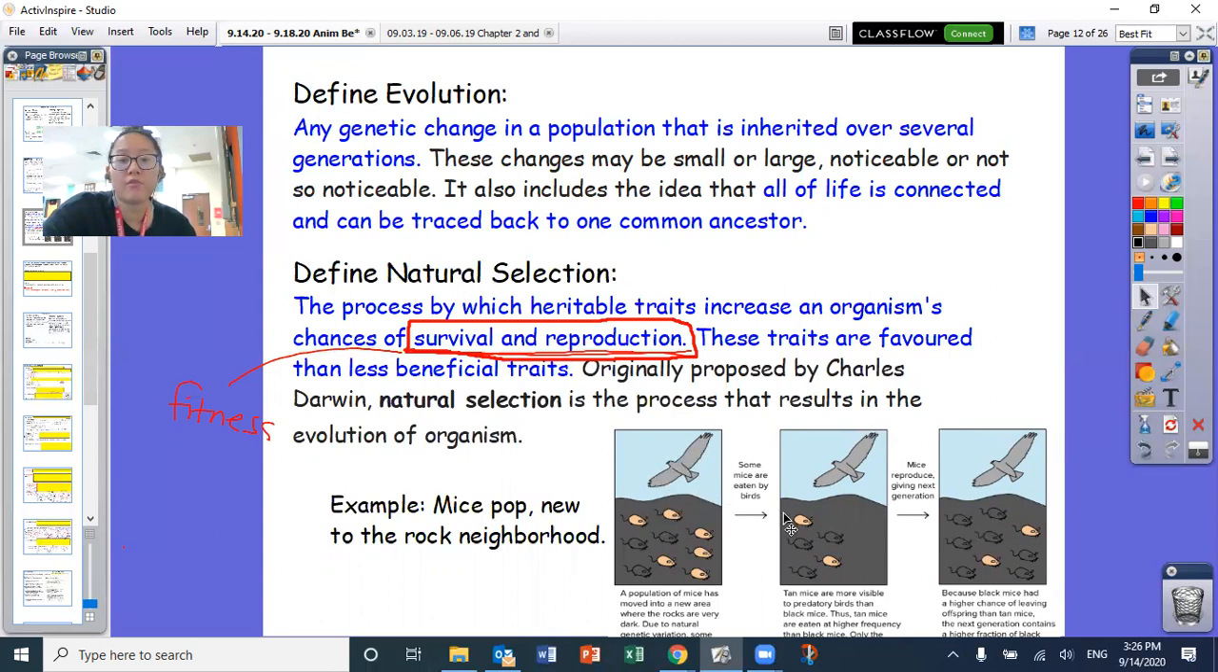So if more tan mice get eaten and the gray mice are more likely to survive, then the gray mice are also going to be more able to reproduce, right? So if you look in the next generation after there's reproduction, there's actually a larger number of gray mice than tan mice, when in the beginning it was actually more tan mice, because these birds are picking off the tan mice, so they can't have tan mice babies anymore.